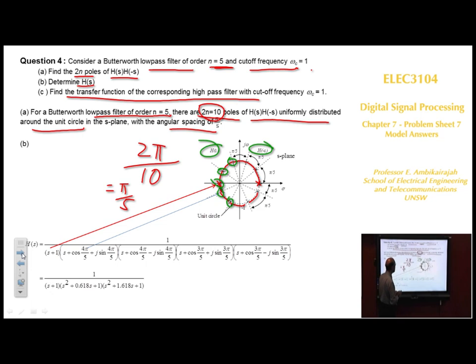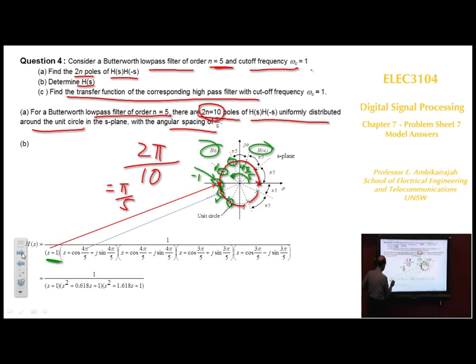So we can write the transfer function. We start with the first one as this one, which is minus 1. So s plus 1 will be the first one. And the second one is this one and this one. If you look at that, it is 4 pi over 5. That matches. This is 4 pi over 5. This is 4 pi over 5.